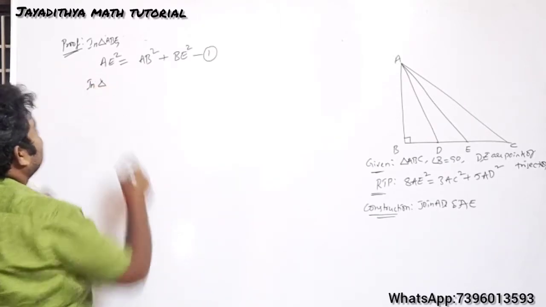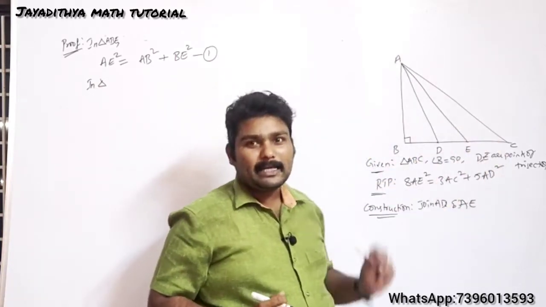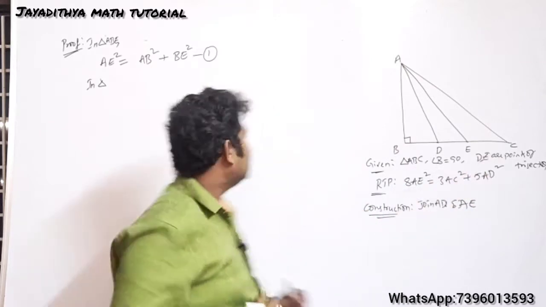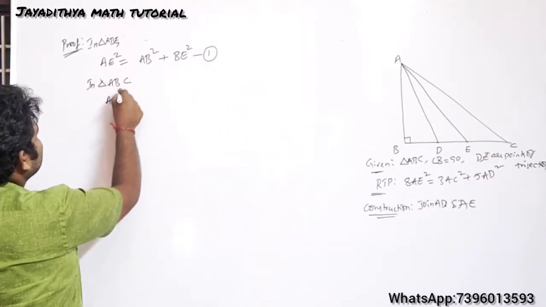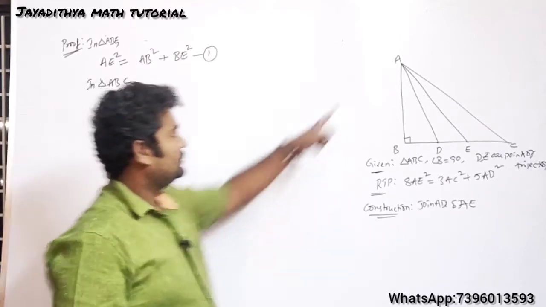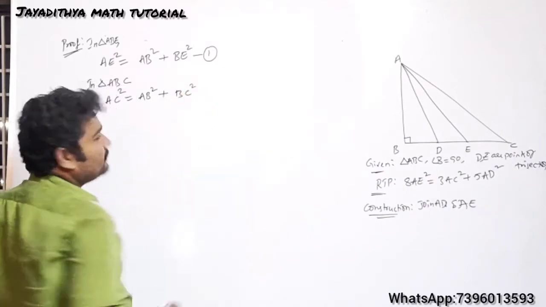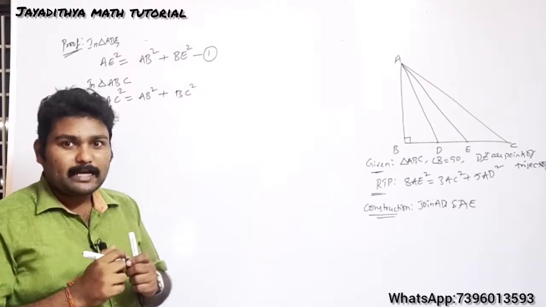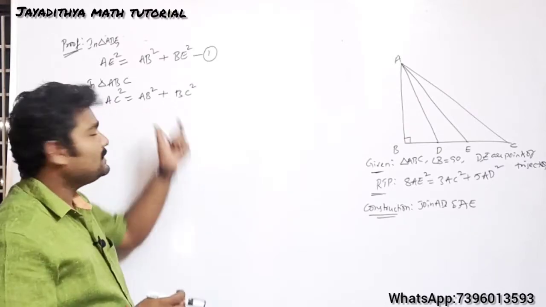Now in the triangle, I want AC. For that reason, what triangle should I take now? I should take the triangle ABC. So in triangle ABC, what happens here? AC square will be equal to how much? That is AB square plus BC square, right? Okay, but here you should understand the trick. The major concept of the problem lies here only.